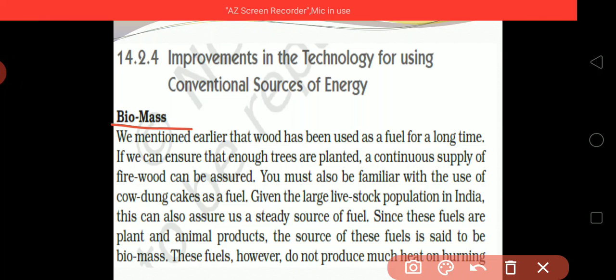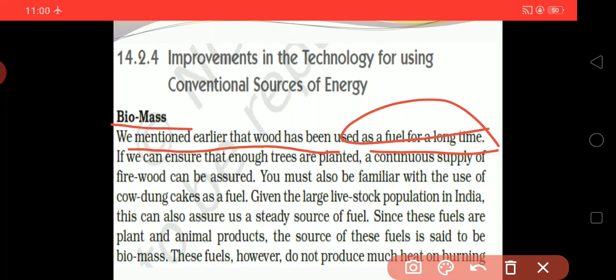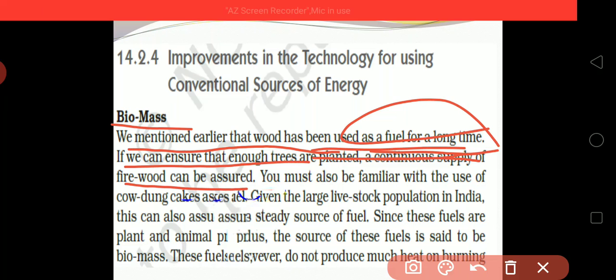Biomass. Okay, now the first is biomass. We mentioned earlier that wood has been used as a fuel for a long time. In ancient times, wood was used as a fuel. If we can ensure that enough trees are planted, a continuous supply of firewood can be assured.